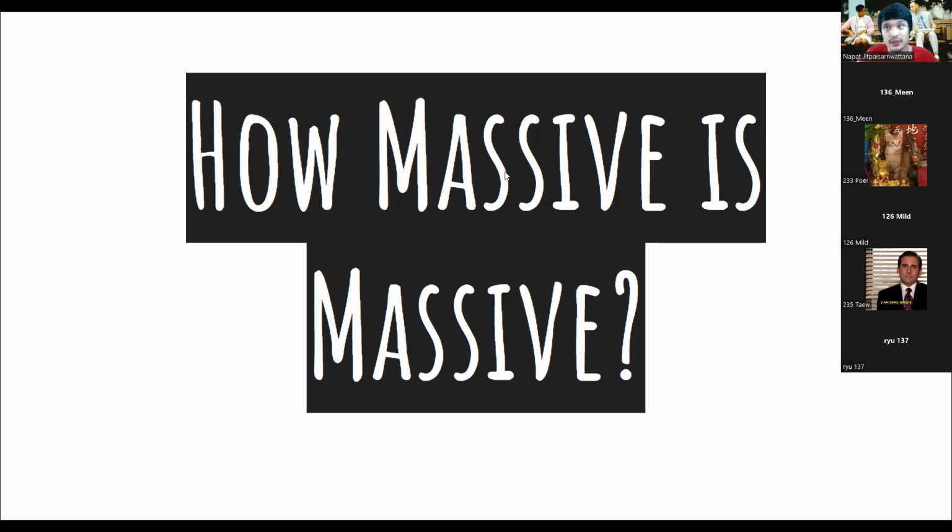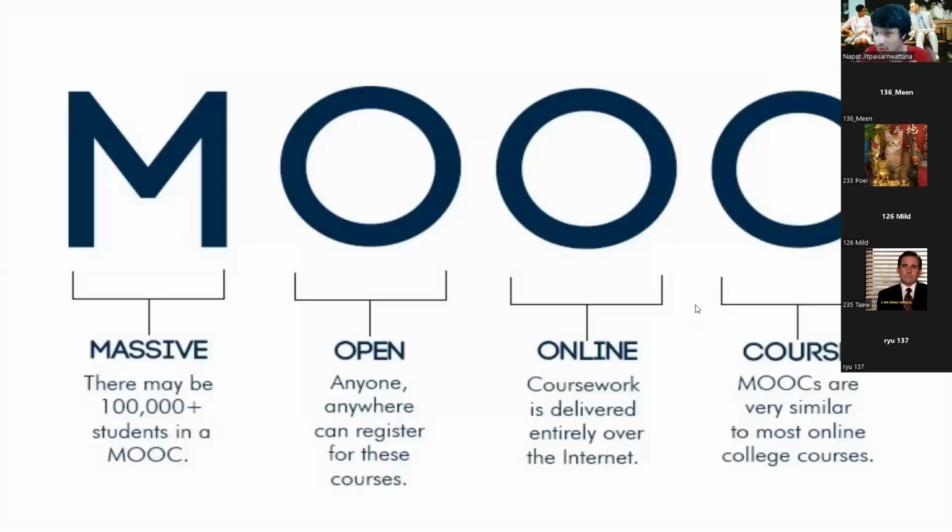So I don't have a solid answer on this. However, I think there seems to be some sort of agreement, at least when we talk about MOOCs, that when we talk about the word massive in massive open online courses, we tend to talk about perhaps 100,000 plus students in the MOOC at the same time.